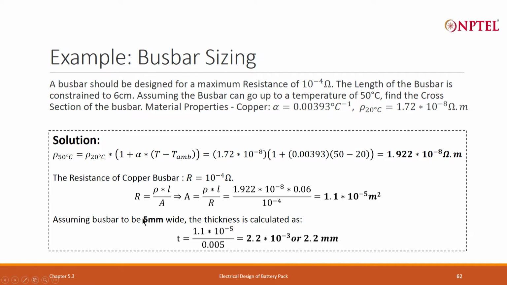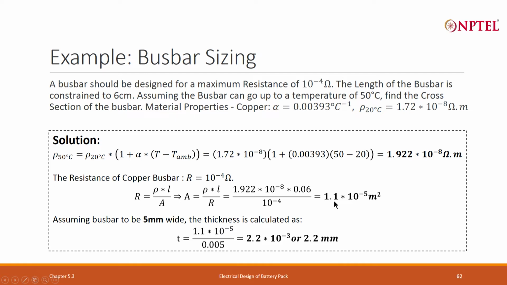Now, we can assume what would be the thickness or width of the bus bar. Once we know one parameter, because again bus bar width would depend upon how much space I have. We already know the cross section area, the length of the bus bar, and the allowed temperature. So, our problem is solved now, but what would be the thickness?